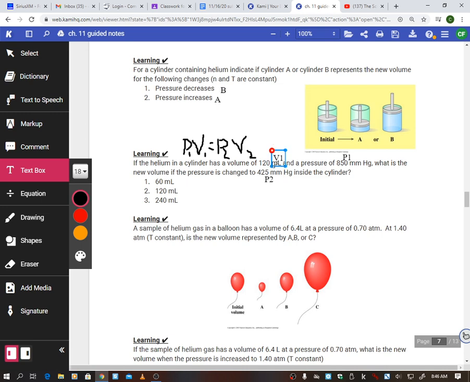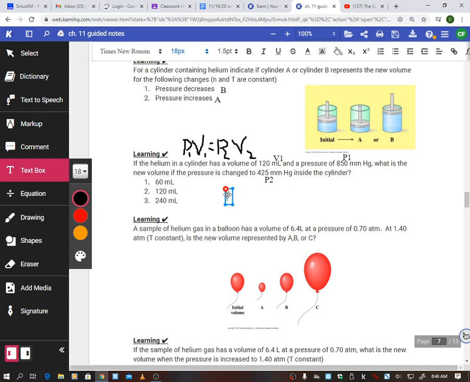Same with volume, which we'll see in a second, so I won't talk about that. So I'm going to go ahead and set this up. I've got 120 times 850 equals 425 times V2. All right, so that's how it's set up. P1, V1, or you could say V1, P1, doesn't matter which way you put them, equals P2 times V2.